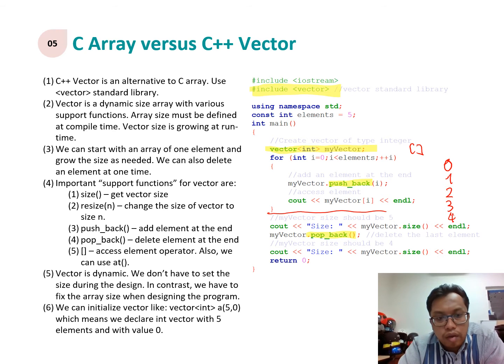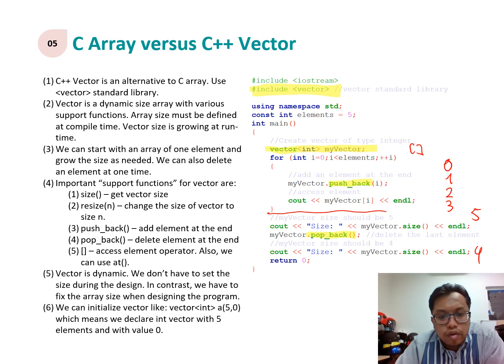Now you want to get the size of the vector. You can get the size of the vector. It basically shows you that it has 5 elements. And now when you use pop_back, then the value of 4 is deleted. Then when you get the new size of the vector, it shows you 4. Now it's 5 elements, now it has become 4 elements.